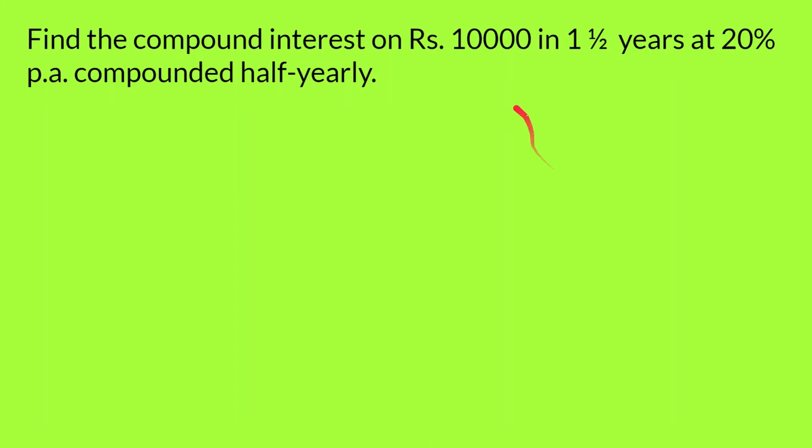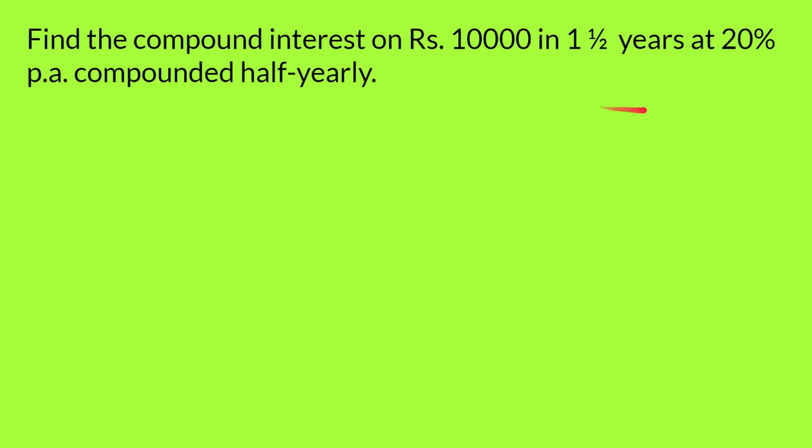Here we have principal 10,000, all good, but the time is one whole 1 by 2 years, and the rate is 20% per annum, which is compounded half yearly. It means that the principal changes every half year instead of the usual 1 year. So here we need to find how many half years are there in the time period. There are 3 half years: 0 to 0.5, 0.5 to 1 and 1 to 1.5.